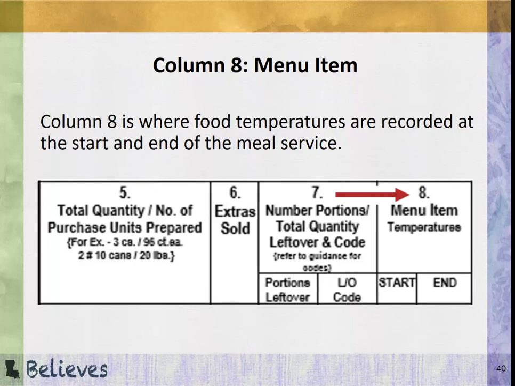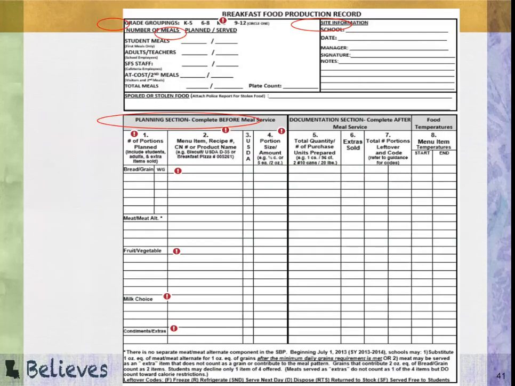Now that we have followed the steps for completing a production record, take a look at the sample production record for lunch on the next slide. Some common errors to be aware of are highlighted with a red exclamation point on this slide. Avoid these 8 common errors for accurate production records.